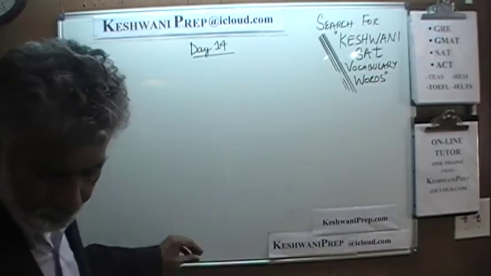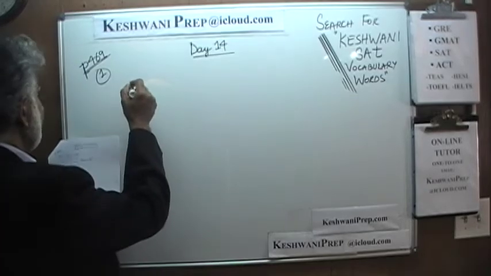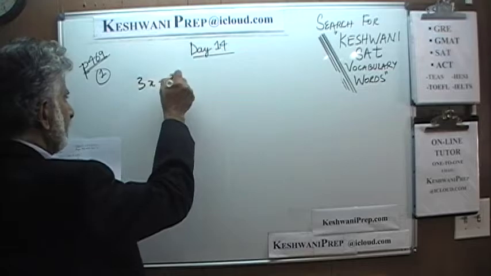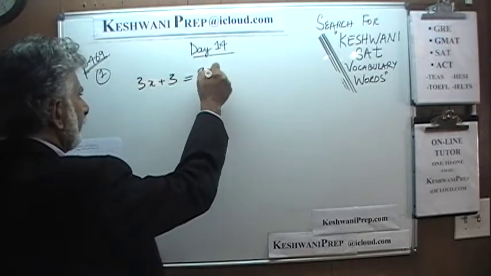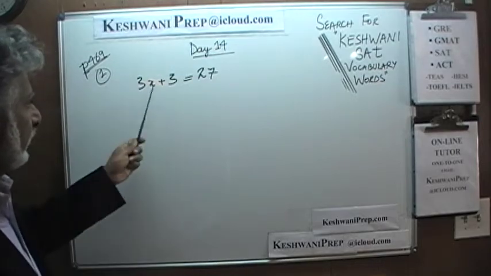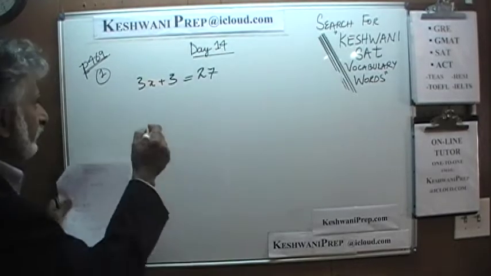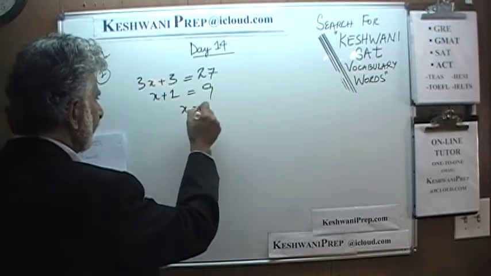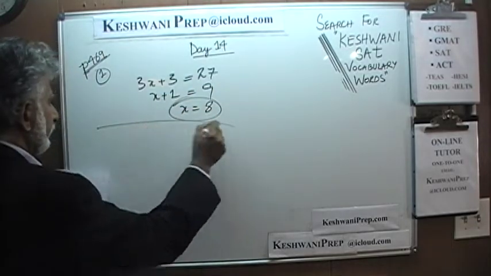Let's begin. Number one says that 3x plus 3 is equal to 27. And of course, we have to solve for x. As we can see, they are all multiples of 3: 3, 3, 27. Let's divide the entire equation by 3. If you do that, we'll end up with x plus 1 is equal to 9, which means x is equal to 8. Nothing to it.